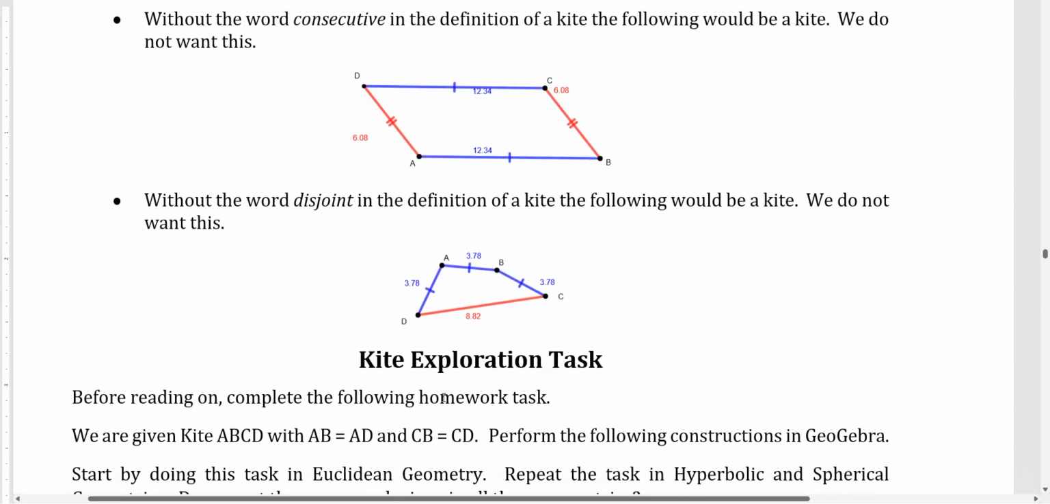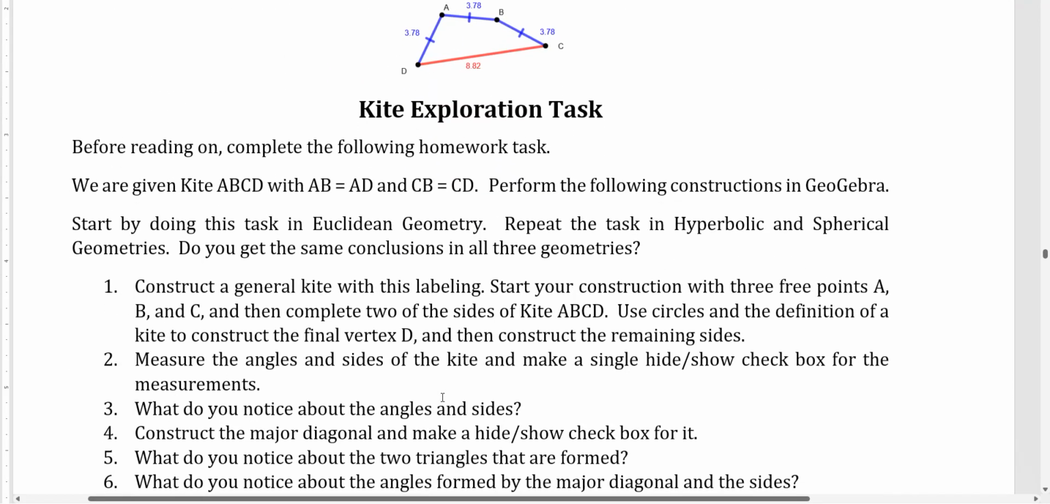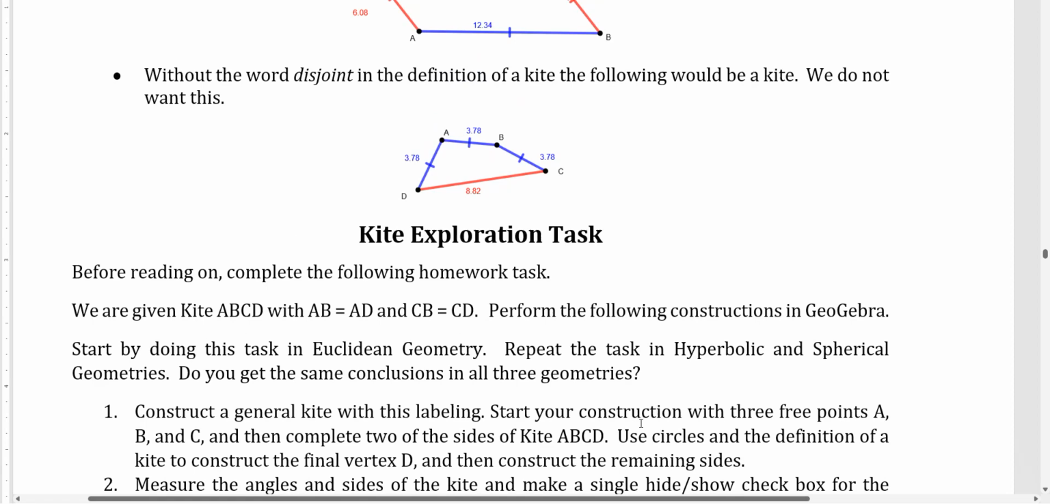So the next thing I have here is a task that I'd like you to do. And let's see if we can step through the pieces of this task. But I'd like you to do these yourself before you see me do them. Okay? So for now, we're going to do this in Euclidean geometry, but the task could be repeated in hyperbolic and spherical geometries, or taxicab geometry for that matter, to see if we would get the same conclusions or not.